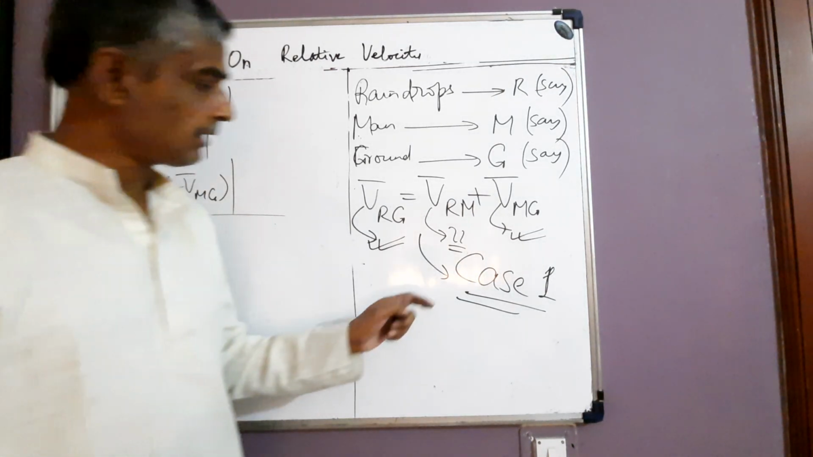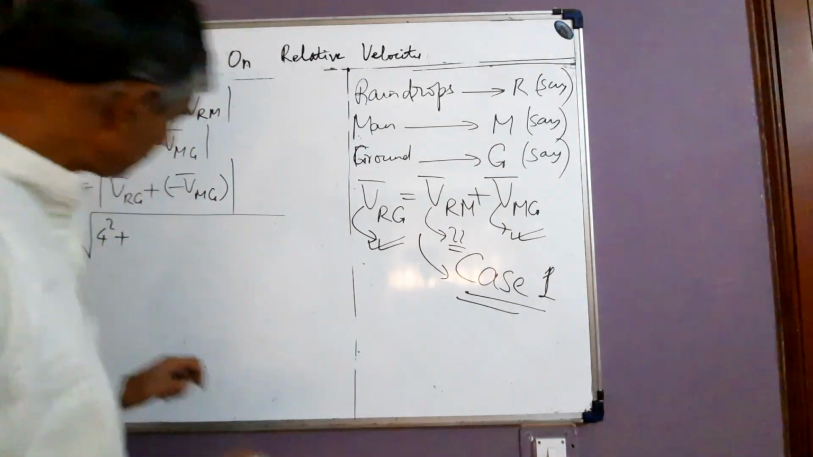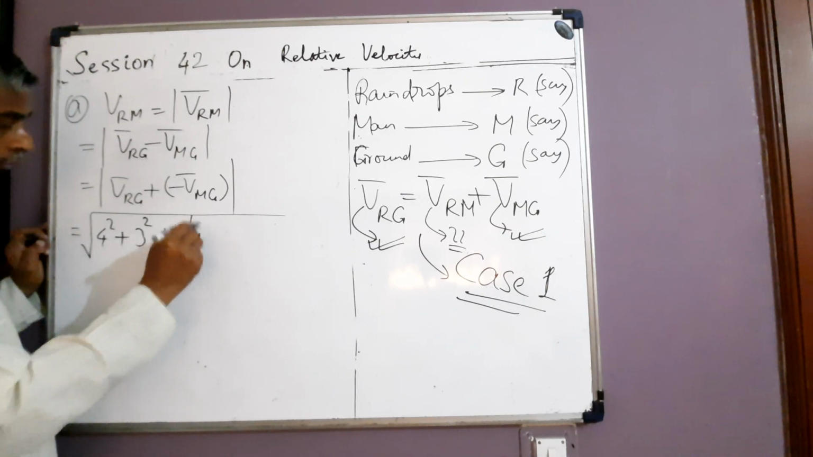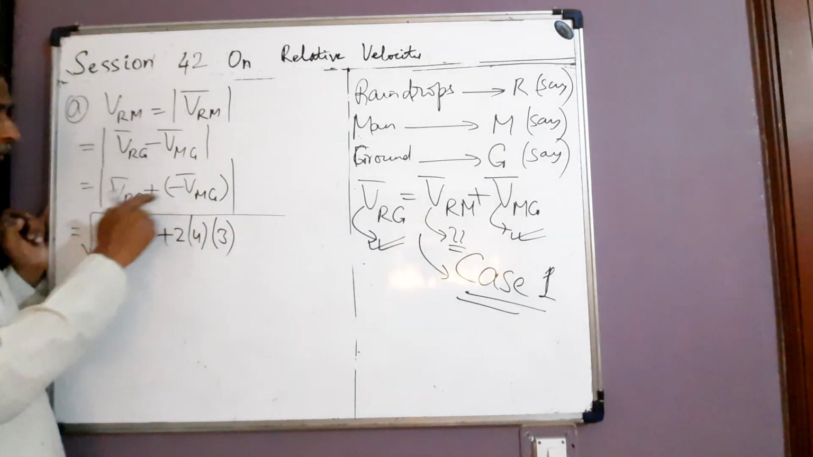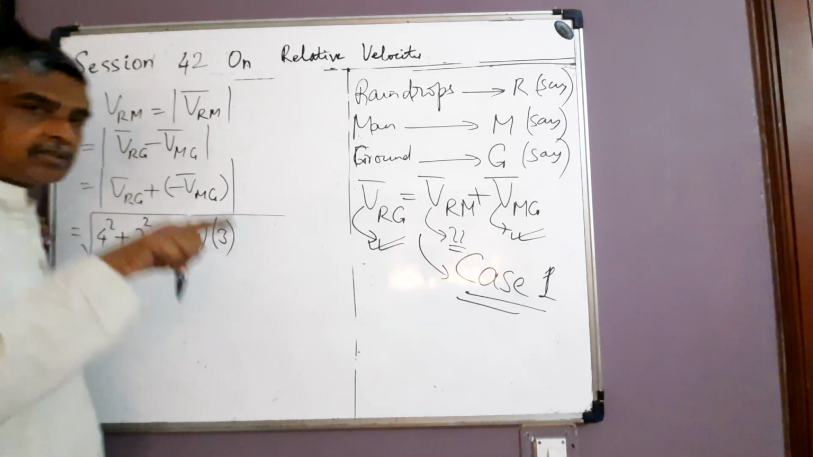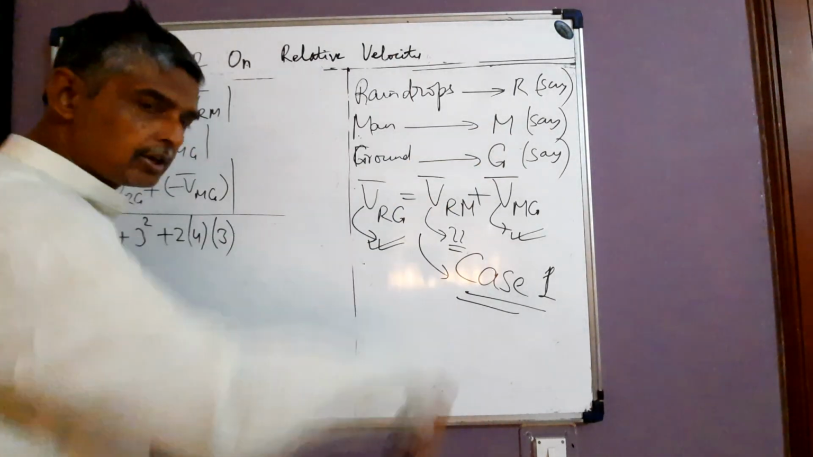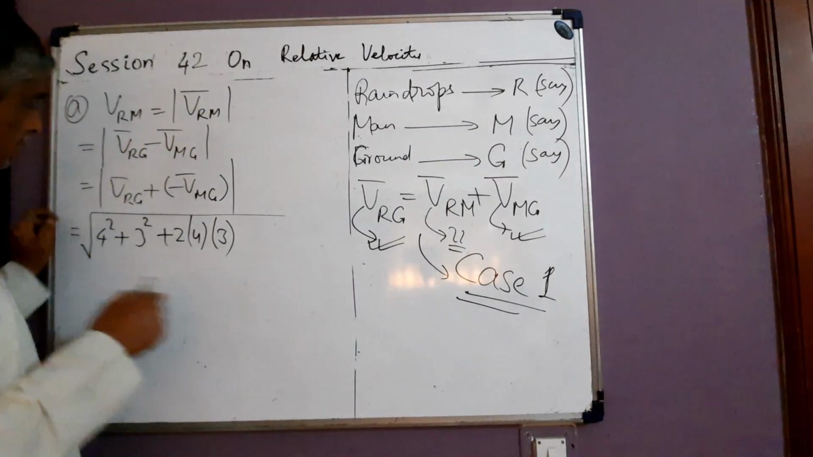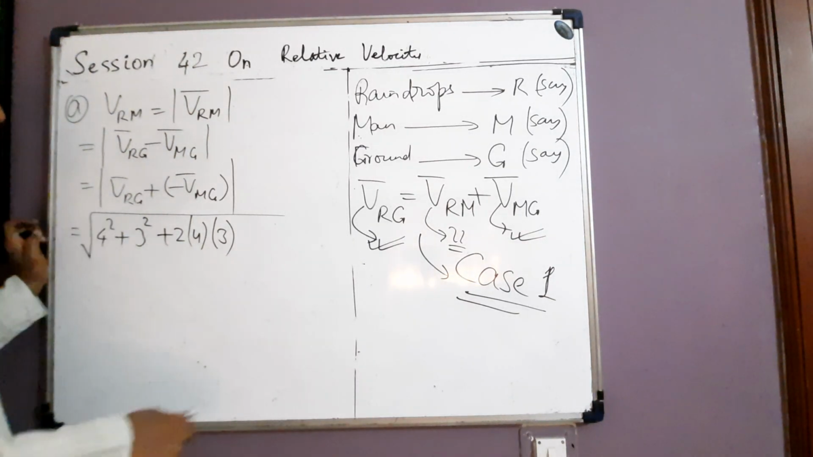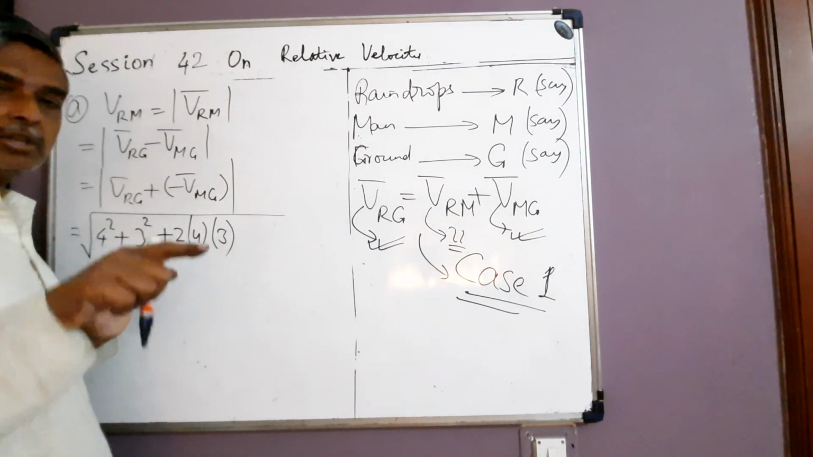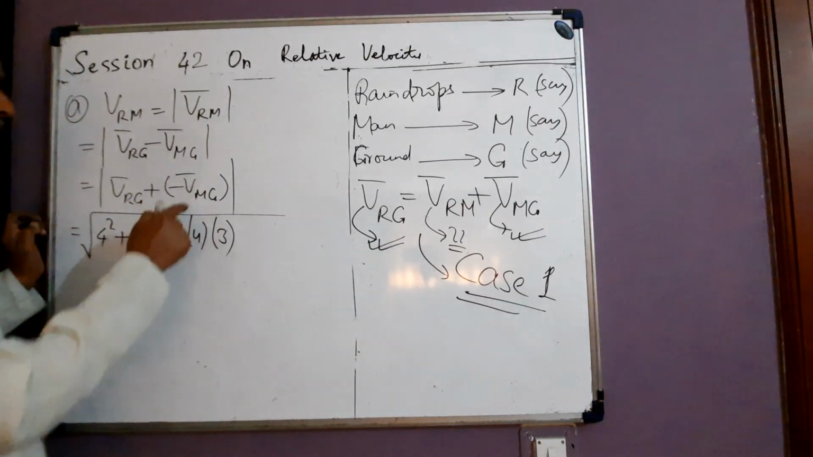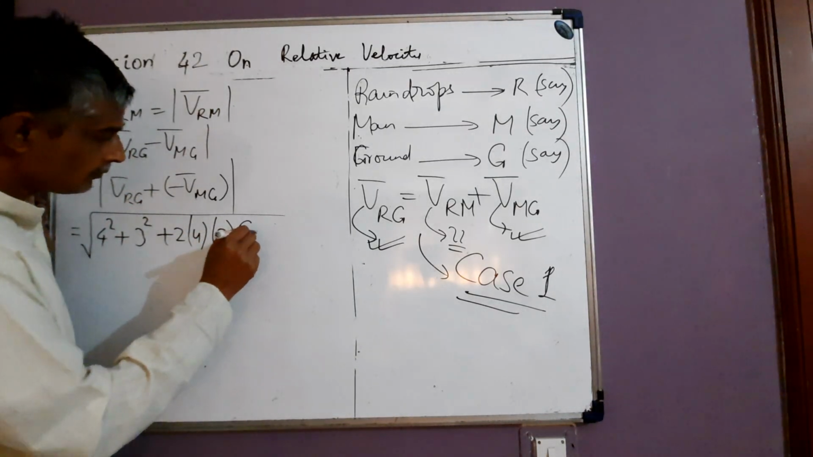VMG is 3 km per hour, minus VMG is also 3 km per hour. Magnitude plus 2 into 4 into 3, and angle between these two vectors. VRG is rightward, minus VMG is downward. Sorry. VRG is downward, VMG is rightward, minus VMG is leftward. So, angle between VRG and minus VMG is 90 degree.